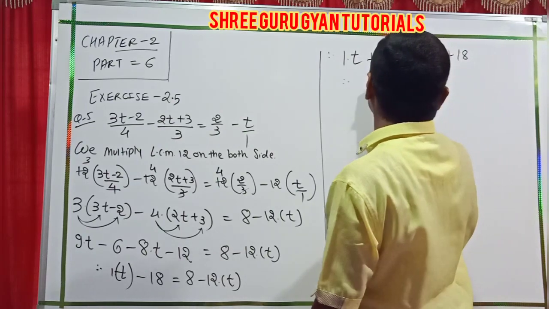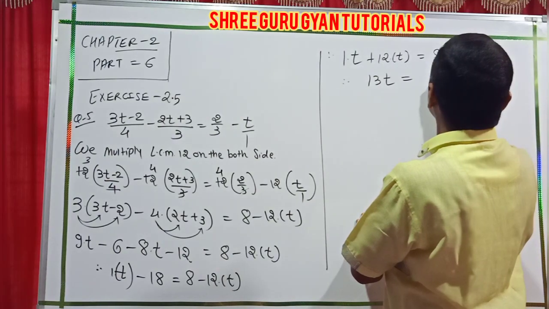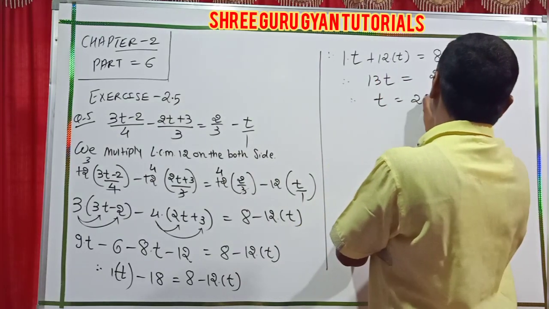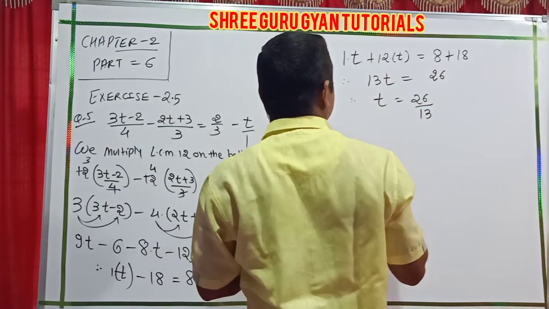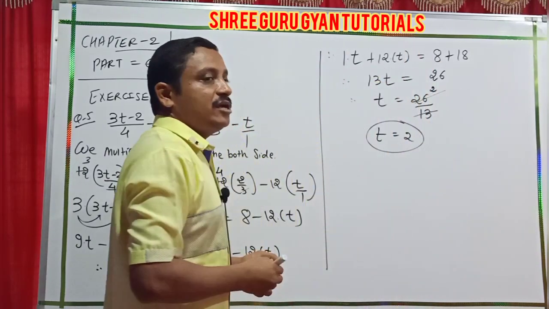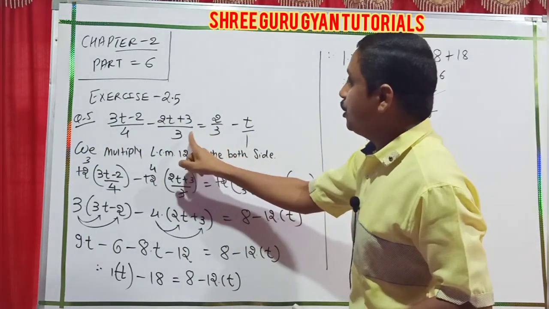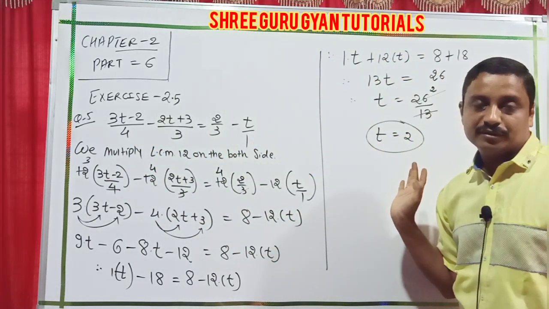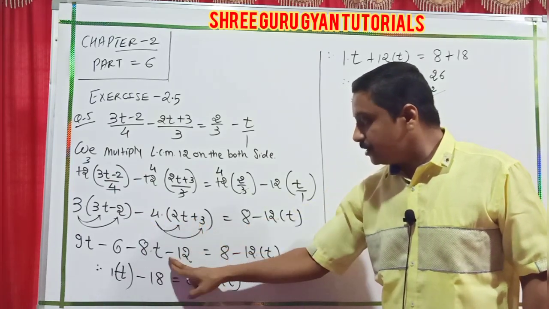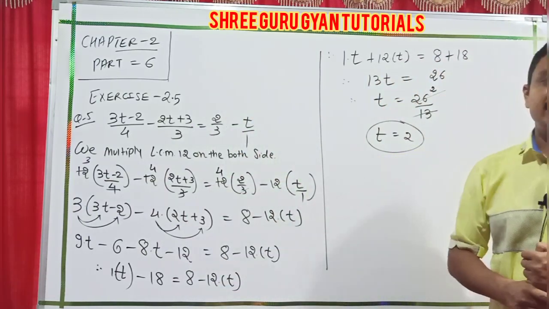So how many t's are there? 13t. And 18 and 8? Yes, 8 and 18 is 26. It means t is equal to 26 by 13. How much is it? 13 2s are 26. Yes, an easy answer. So students, this numerical is also easily done by taking the LCM of 4, 3, 3 and 1. Most probable mistakes here are with minus and plus, so always be careful converting the minus. Then this question 5 is easily done.